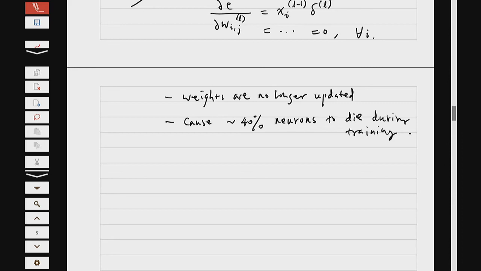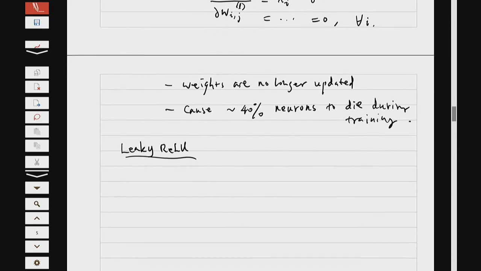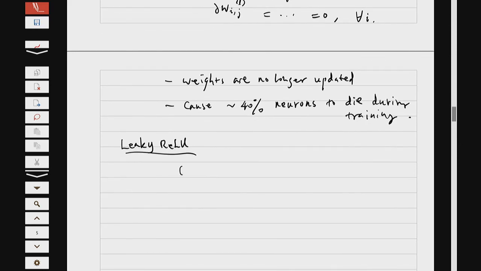So there are some proposals to address this issue. One is the so-called leaky ReLU. The idea is that on the left-hand side, you don't set it to 0. You set it to a linear line with a small slope, that's all. On the right-hand side, when s is greater than or equal to 0, it is still the same.